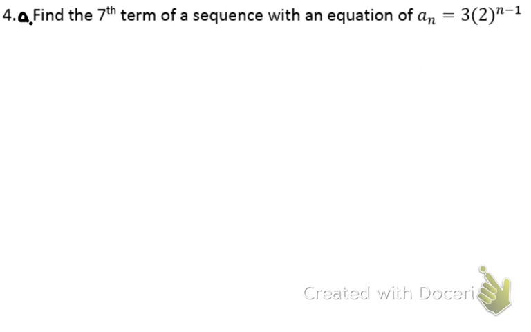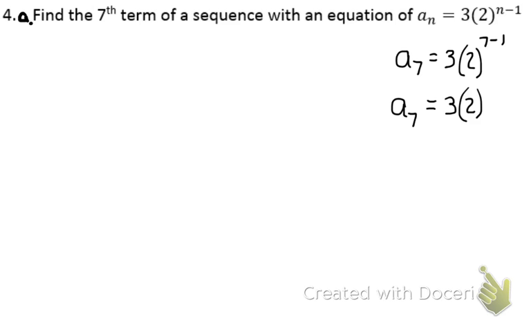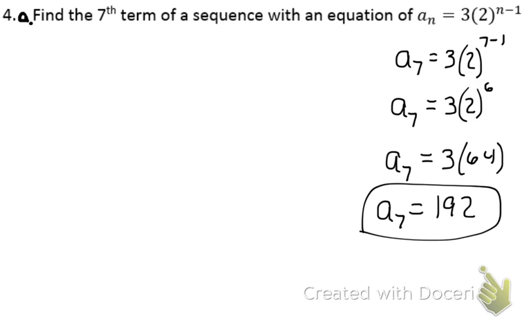Here we're finding the 7th term, so replace n with 7, and then simplify the right side. In your exponent you have 7 minus 1, so simplify that, and that's 6. Bring 2 to the 6th power. So 2 times 2 is 4, times 2 is 8, times 2 is 16, times 2 is 32, times 2 is 64. And then multiply those together. You get 192. So that's the 7th term of the sequence.